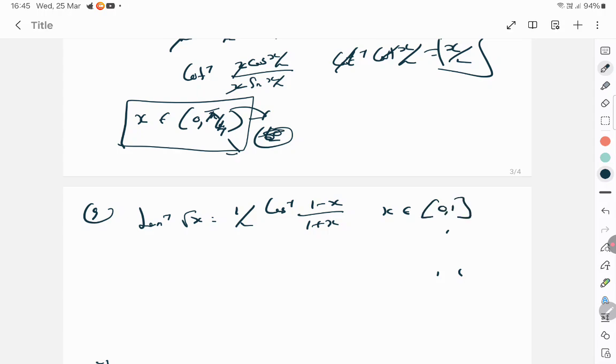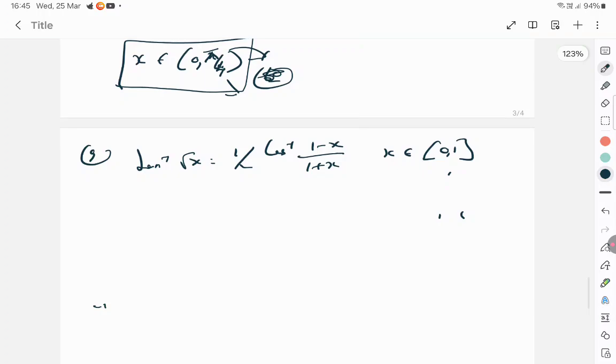Okay, which means x is not negative. So that's fine, because obviously root x cannot be negative. That's what this explanation is. You can forget about it and solve the sum.